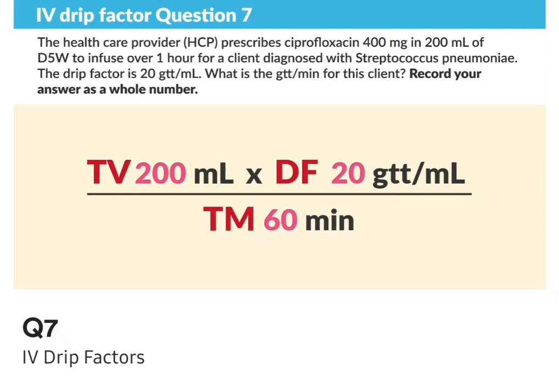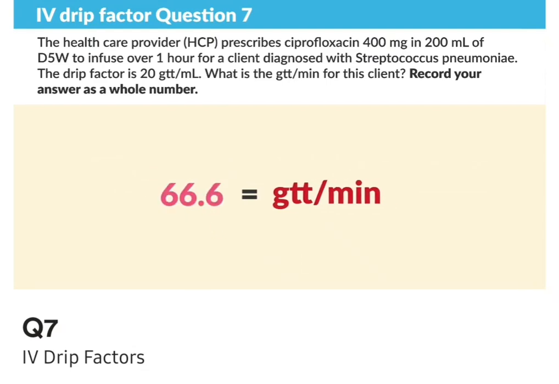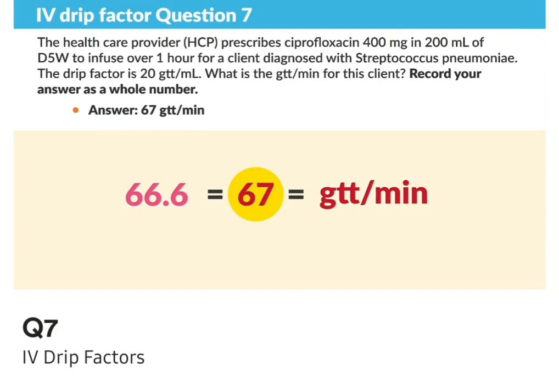So now let's multiply across, and we get 4,000 over 60. Our grand total here is 66.6. So obviously we have to round up because we can't give half of a drop here. So our correct answer is 67 drips per minute.